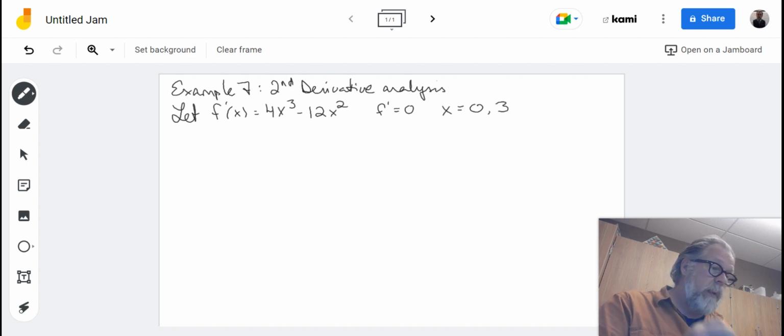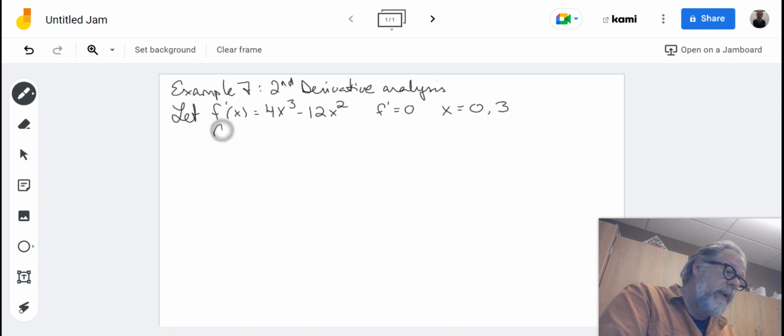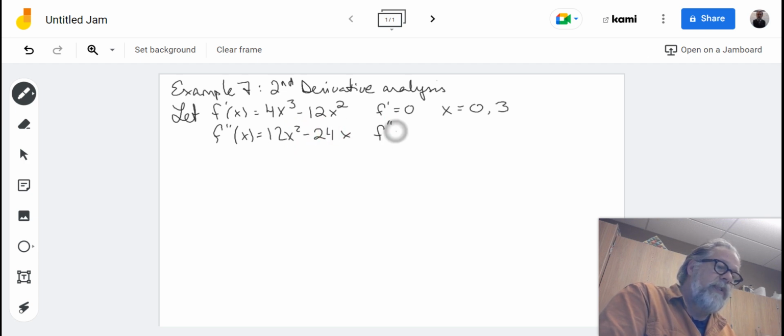So the second thing we know we're going to need is the second derivative. So we'll do a quick second derivative. And we see that that is 12x squared minus 24x. Figuring out when the second derivative is equal to 0, we find that that's at x equals 0 and x equals 2.